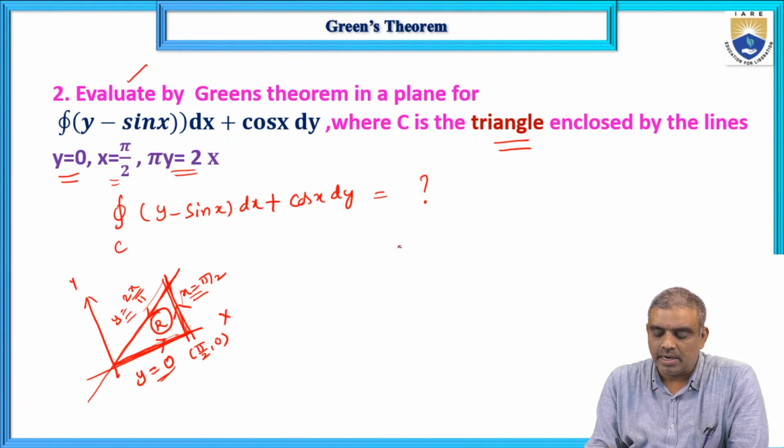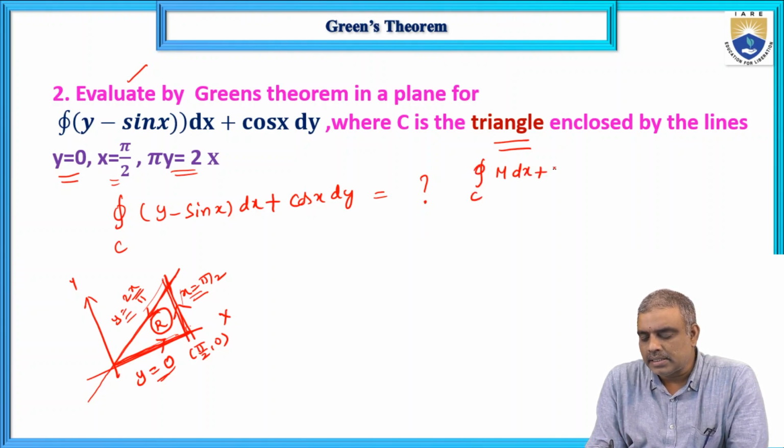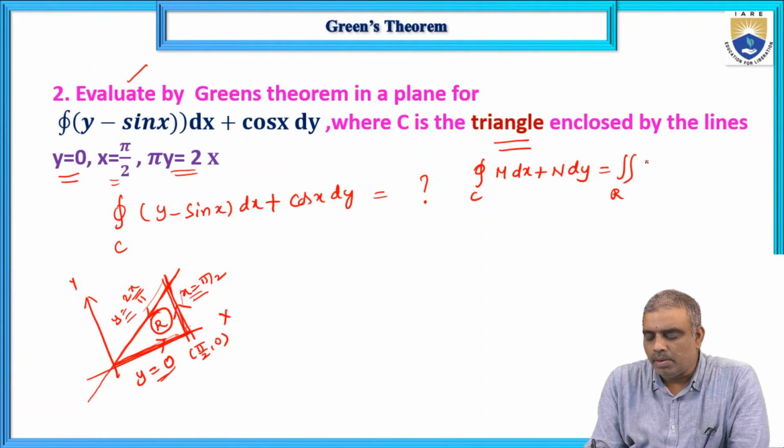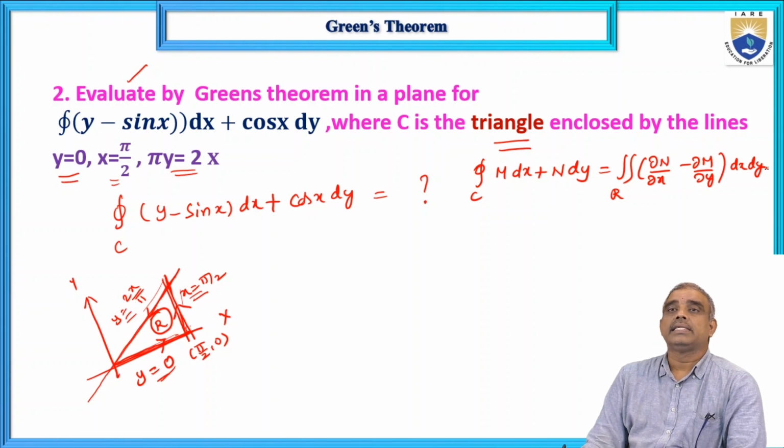What is the double integral? By Green's theorem, the statement is integral over C of M dx plus N dy is equal to the double integral over R of dou N by dou x minus dou M by dou y dx dy.